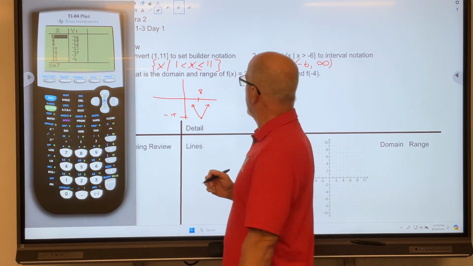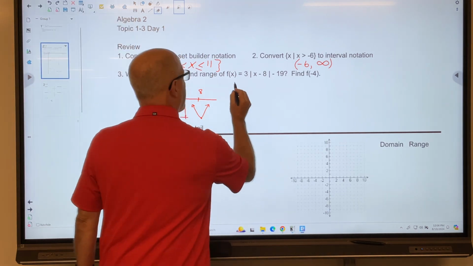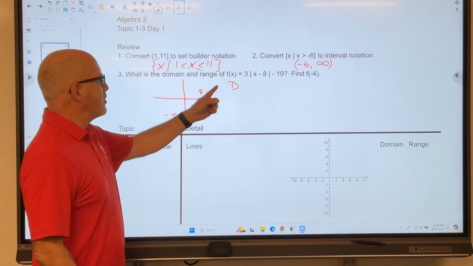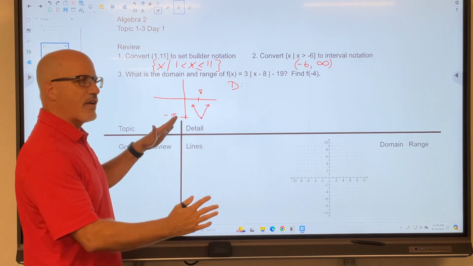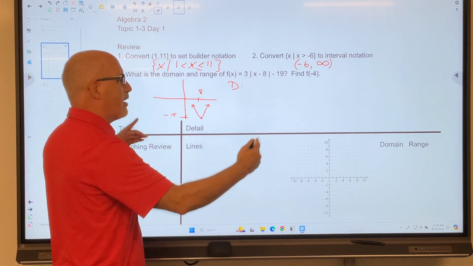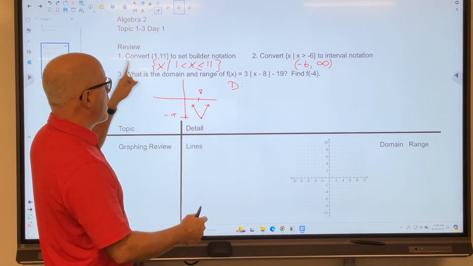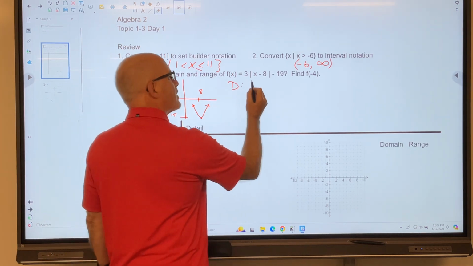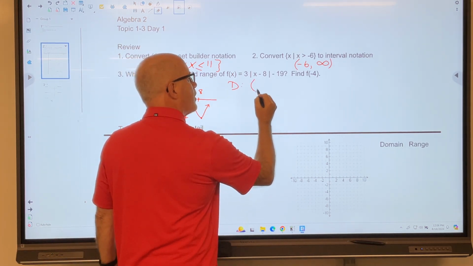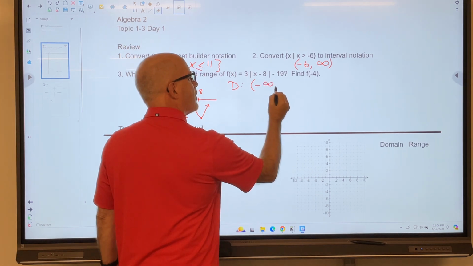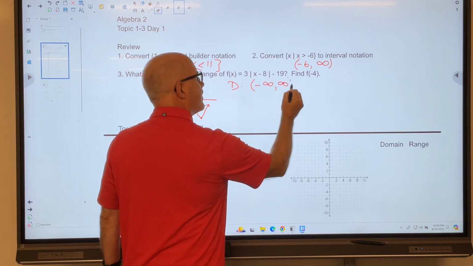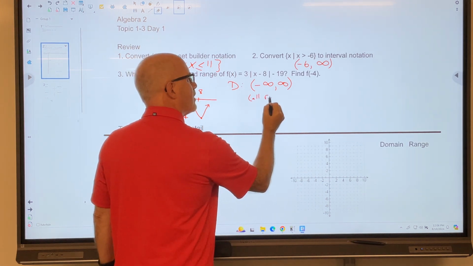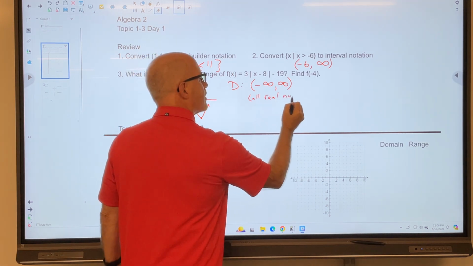Let's do our domain and range. So the domain of this, I'm going to abbreviate as just a D here. The domain will be every x value, because notice that these keep getting wider and wider. As it goes up, it goes wider on both sides. So how we represent all real numbers is we put a parentheses and put -infinity to infinity. That means all real numbers.